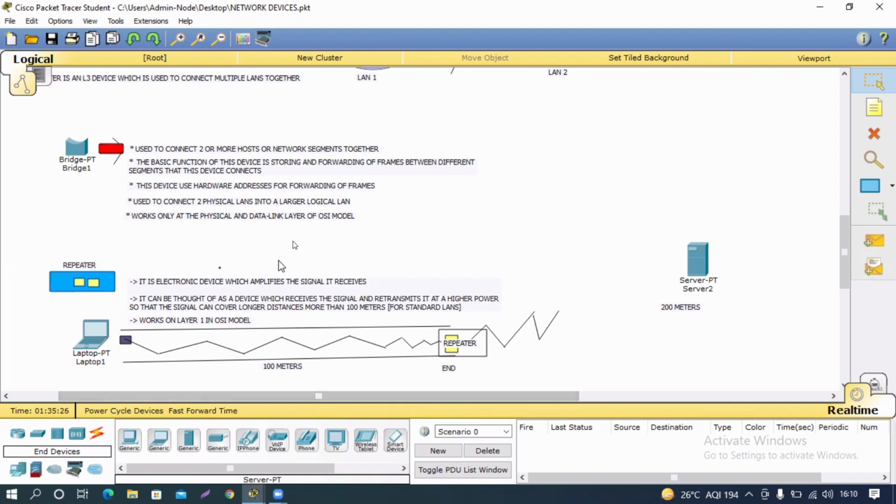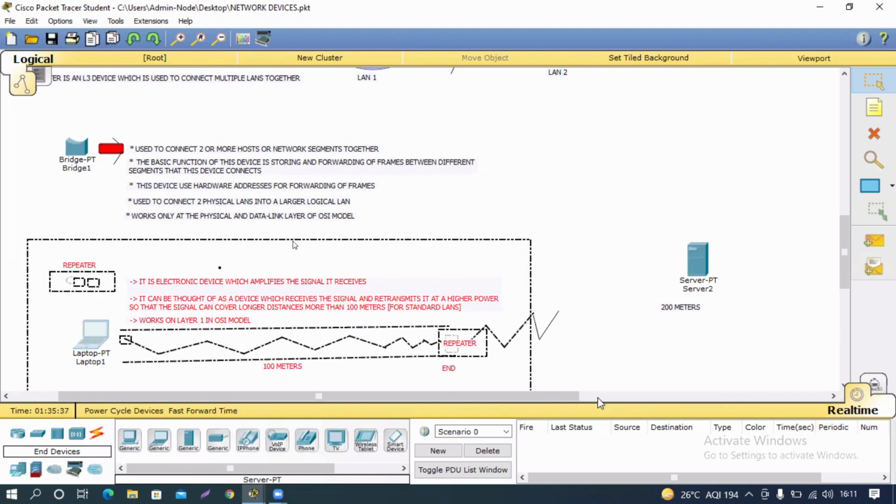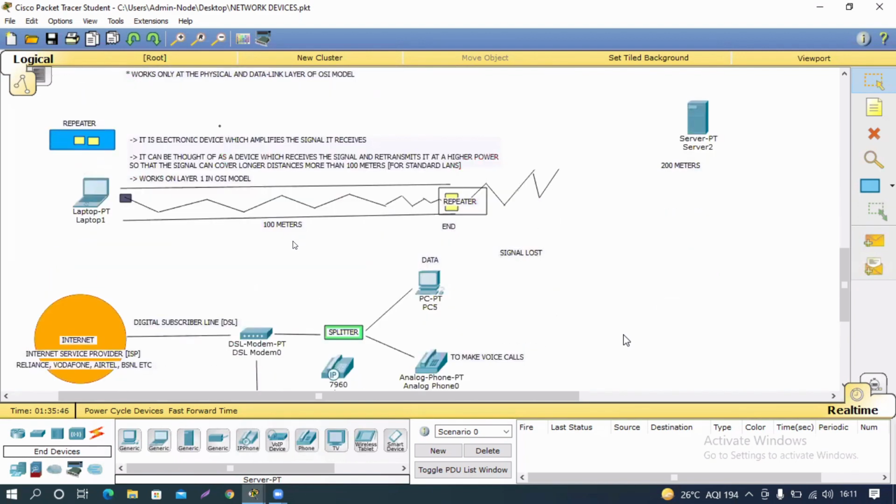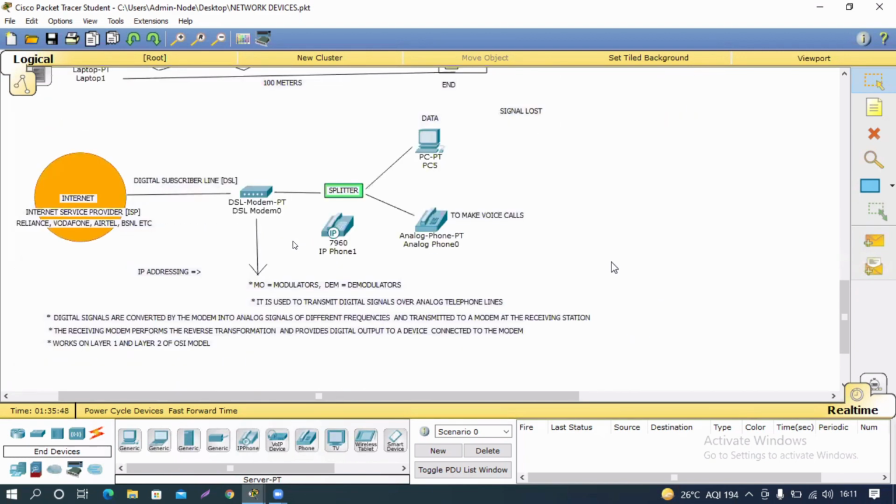It is basically used for the amplification purpose. Amplification of signal. This is the whole main purpose of this device. Understood, everyone? Yes, sir. Amplification. Just boosting the signal. That's it. Coming to the next device, we were having repeater, everyone.